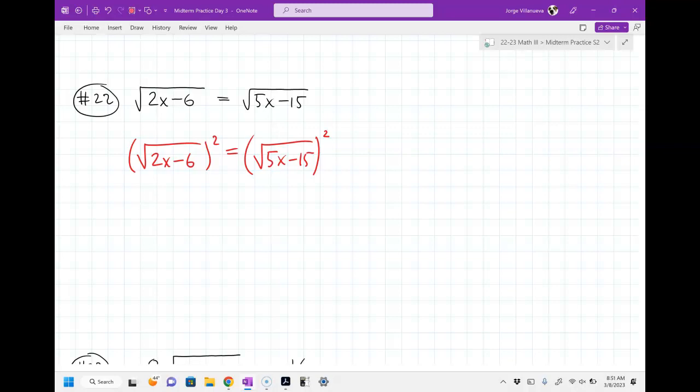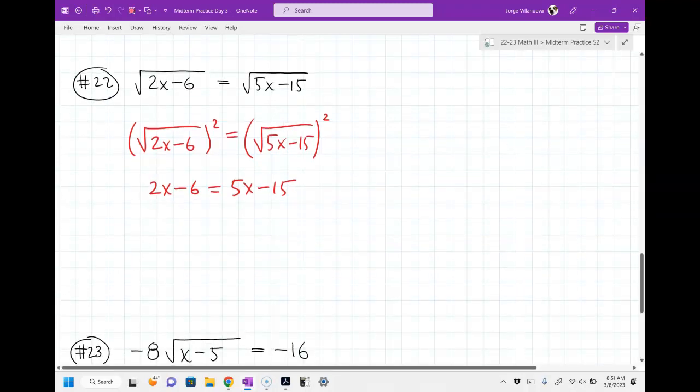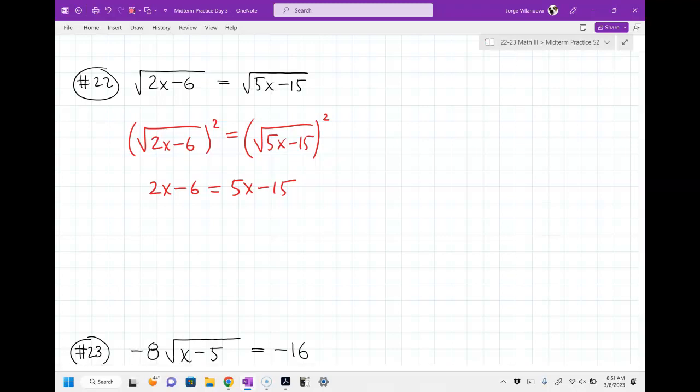That won't exist. It's just going to be 2x minus 6 equal to 5x minus 15, which means you do not have to factor using the x method, right? Or a box method or guess and check method, whatever you want. So all I got to do is combine my terms and then solve. So let's subtract 2x. So this is negative 6 equals 3x minus 15. I'll add 15 to both sides.